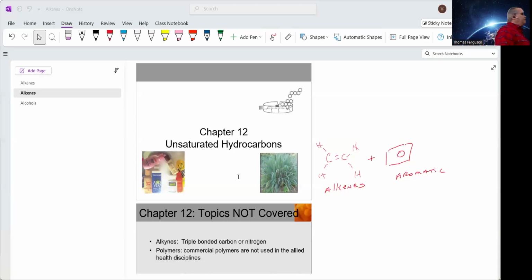Okay. Last week we talked about alkanes. Those are single bonded carbon-carbon only. Today we're going to talk about alkenes and the aromatic compounds. Those compounds have something called a double bond and a single bond combination. At least one double bond, but now more than one double bond.